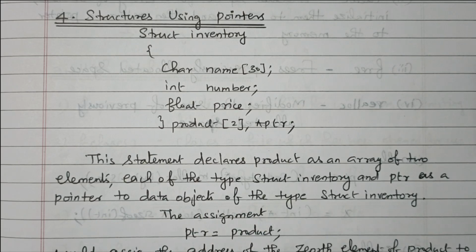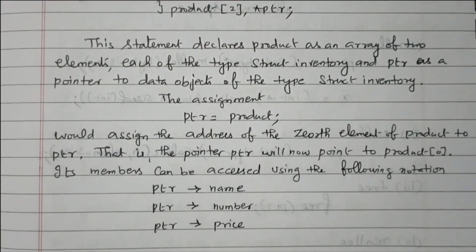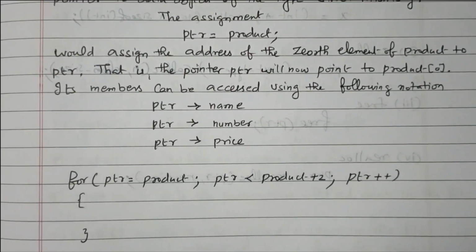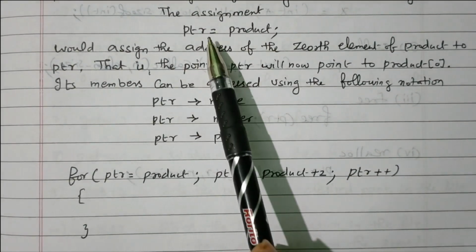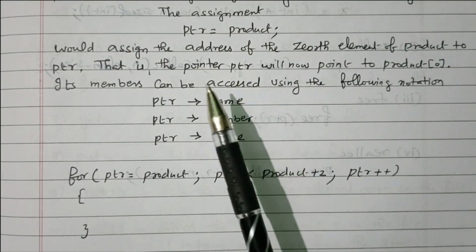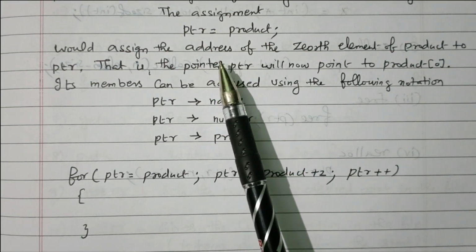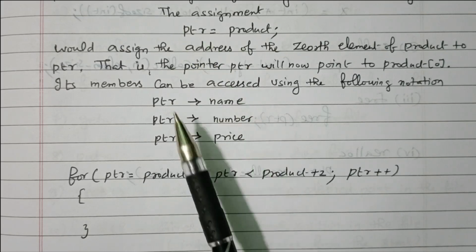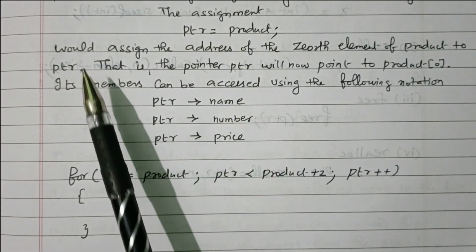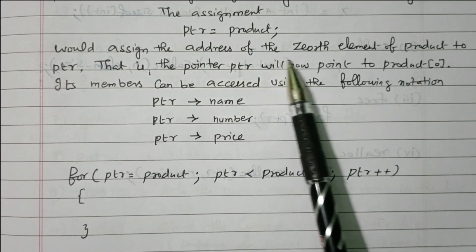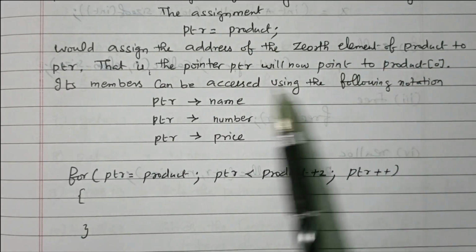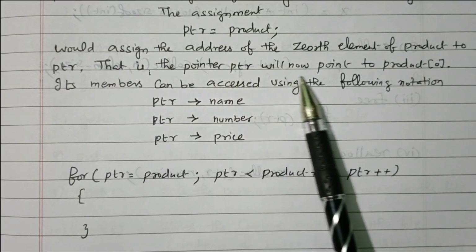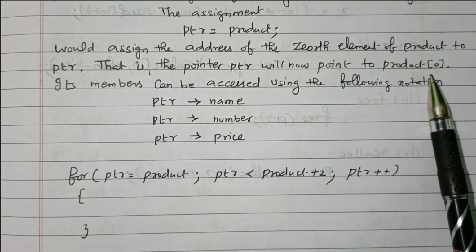Now we'll see how we can use this pointer in the structure. What is the process? So ptr equal to product. Like p1 equal to mul, where we assign the function to the pointer, similarly this product is now assigned to ptr. So what will happen here? It would assign the address of the 0th element of product to the pointer, 0th element. That is, the pointer ptr will now point to product 0.